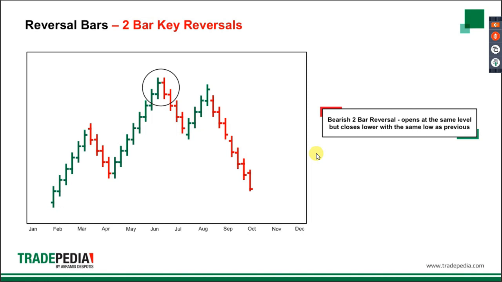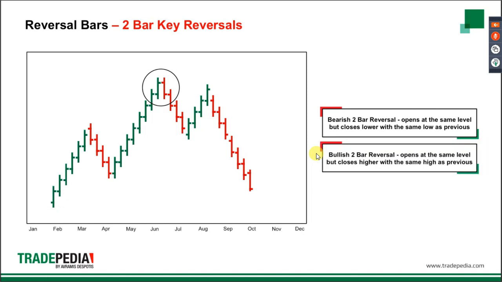And you also have a bullish 2-bar reversal. Usually this occurs at the market bottom. It's recognized with prices opening at the same level as yesterday, but closing higher with the same high as the previous bar. So it closes higher, and it's the same high as the previous bar.